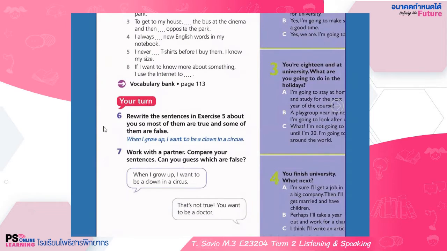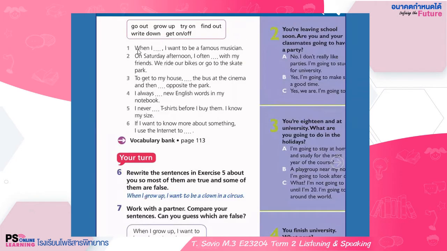Your turn. Write the sentences in exercise 5 about you, so most of them are true and some of them are false. Example: when I grow up, I want to be a clown in a circus. So this was number 1. When I grow up, I want to be a famous musician. So you change the latter part of the sentence to what you want to be. Okay, so these are examples. You can do them in your notebook.